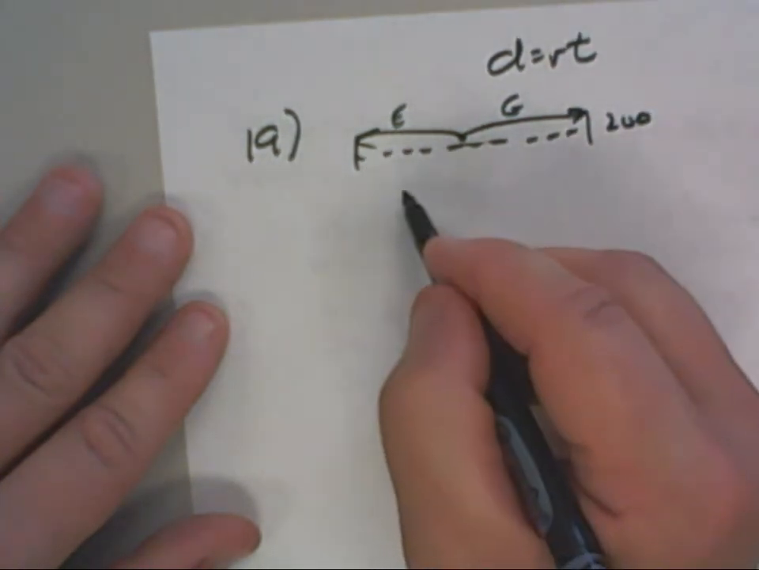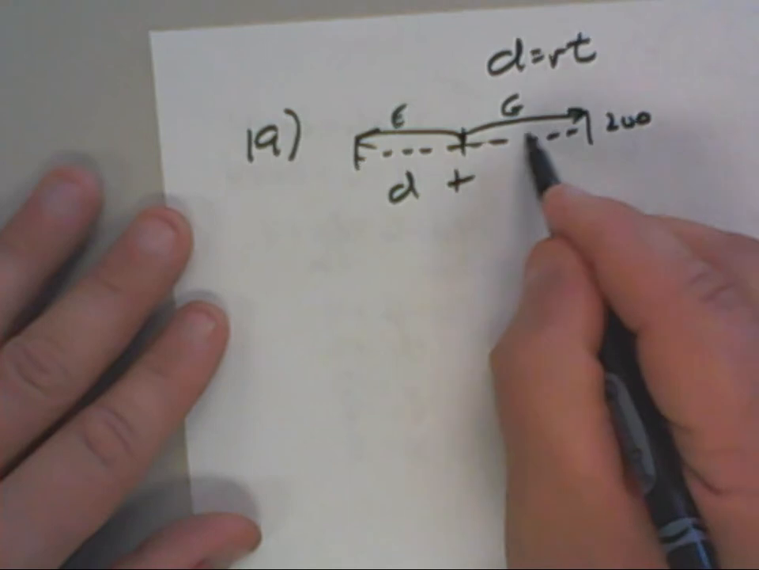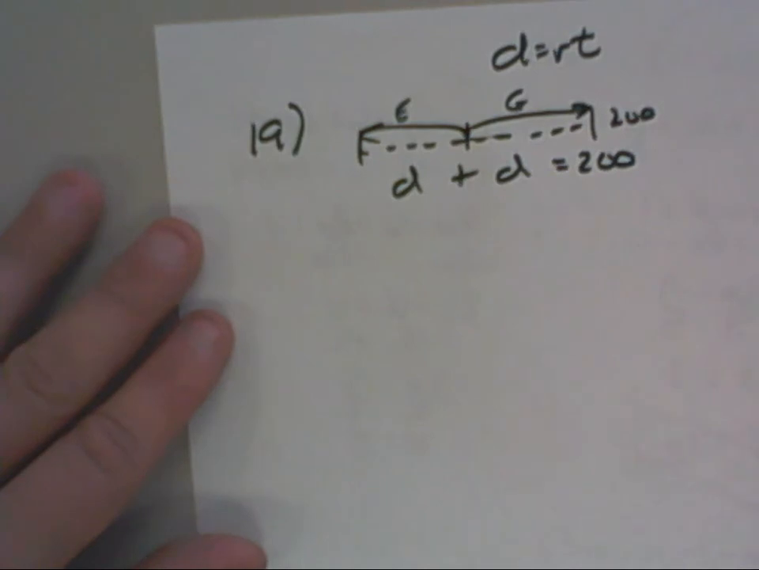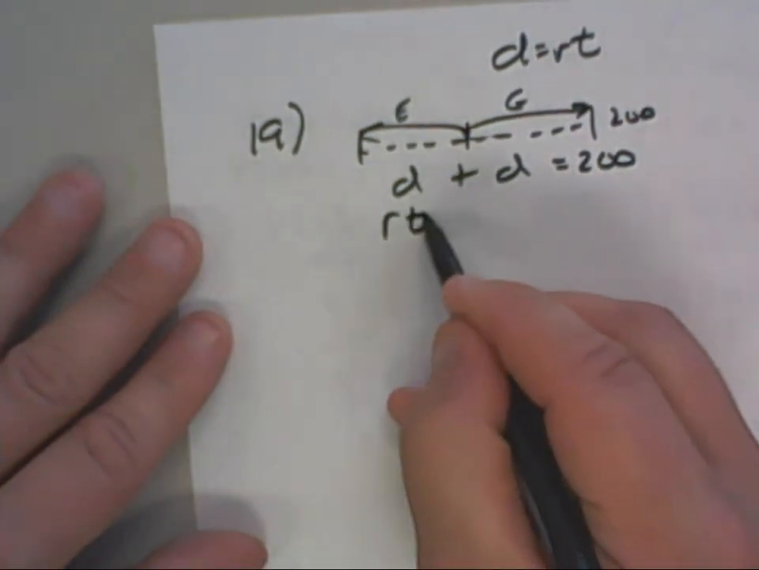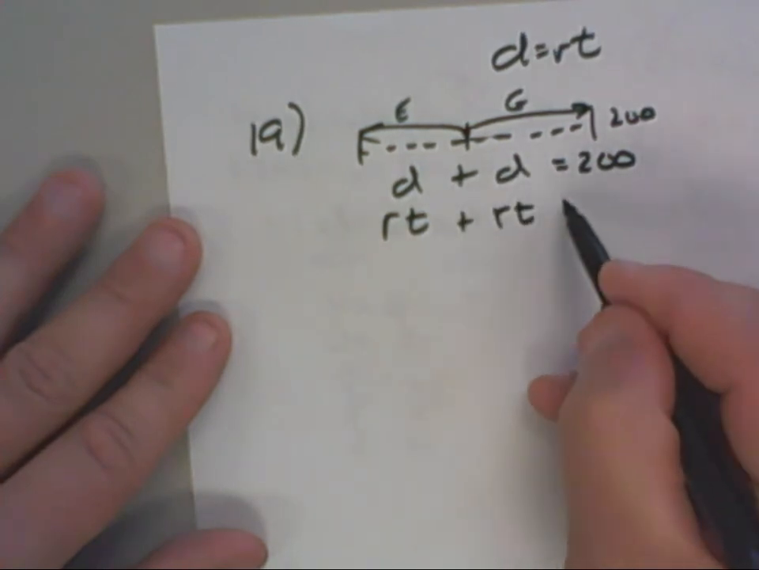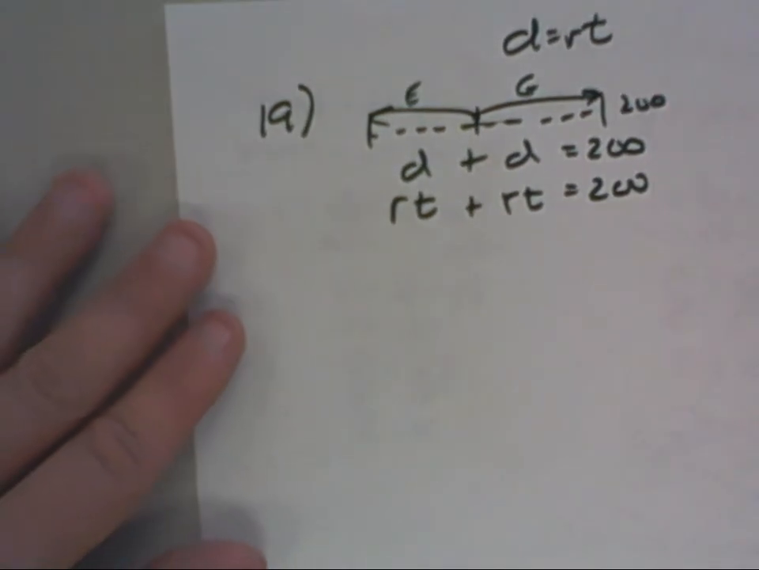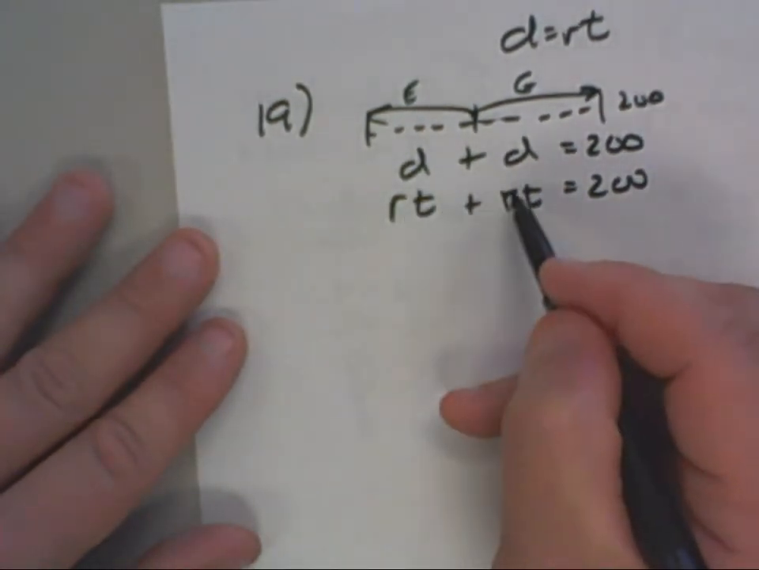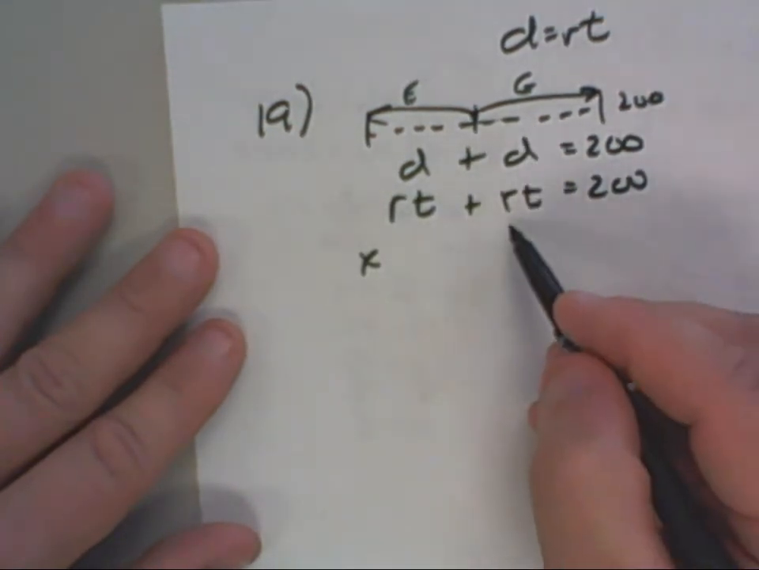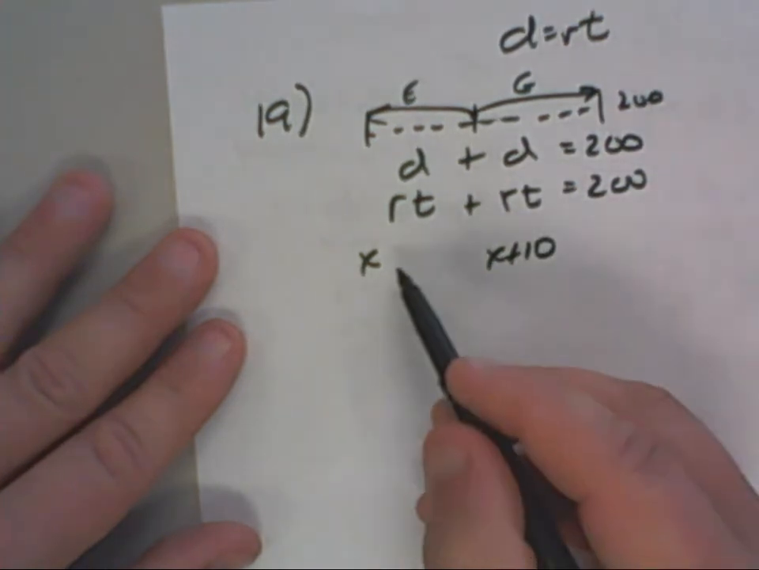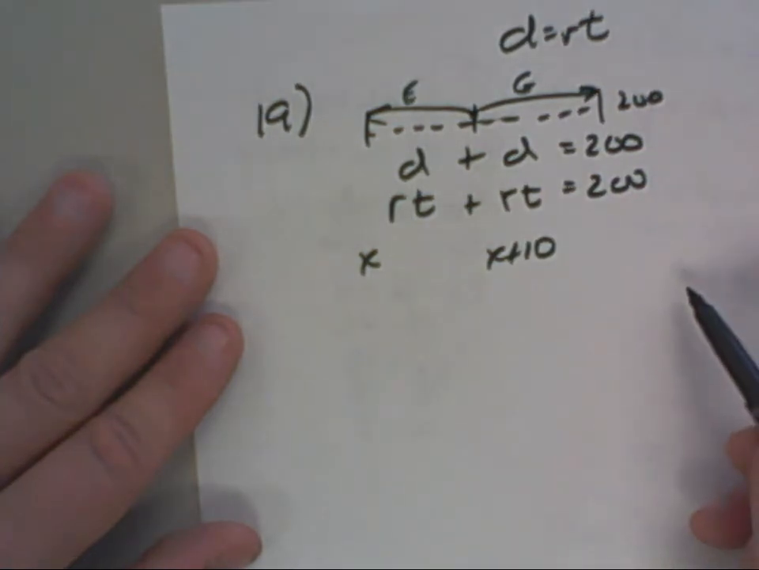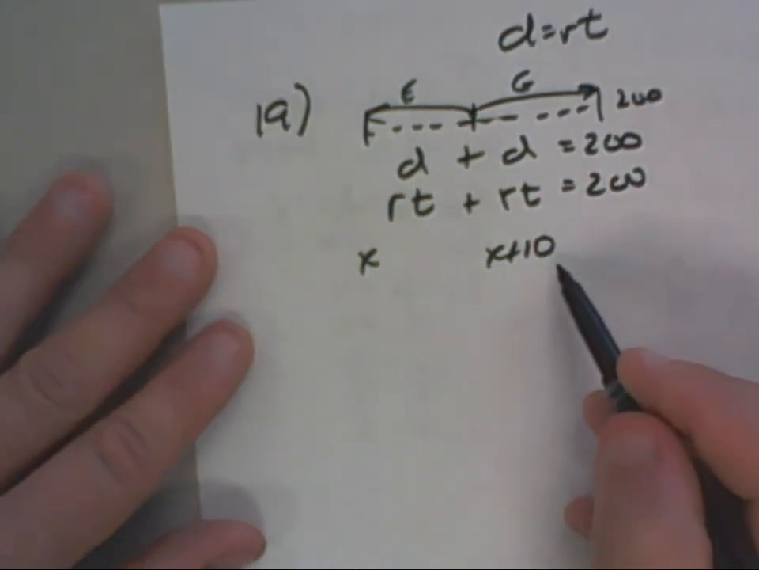So we have Ellen's distance plus Greg's distance, which if you add them together, you get 200 miles. But we know that distance is rate times time. So that means Ellen's rate times time plus Greg's rate times his time is equal to 200. We're not sure what either one's rate is, but we know that if Ellen is going x miles per hour, Greg is going 10 miles per hour faster, x plus 10. If Ellen's going 20 miles per hour, Greg's going 30. If Ellen's going 15, Greg's going 25 miles per hour. It's always 10 miles per hour faster.